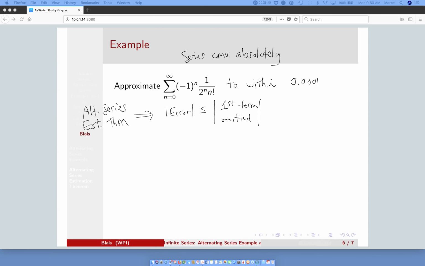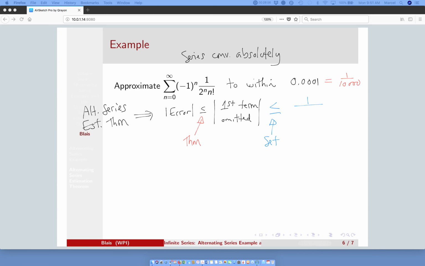And so what we want to then do is figure out what's the first term to omit. Now we know the theorem tells us that the first term omitted is bigger than or equal to the error. So we should point out this inequality is given by the theorem. We want the error to be smaller than 1 over 10,000. So what we do is force that by setting this inequality.